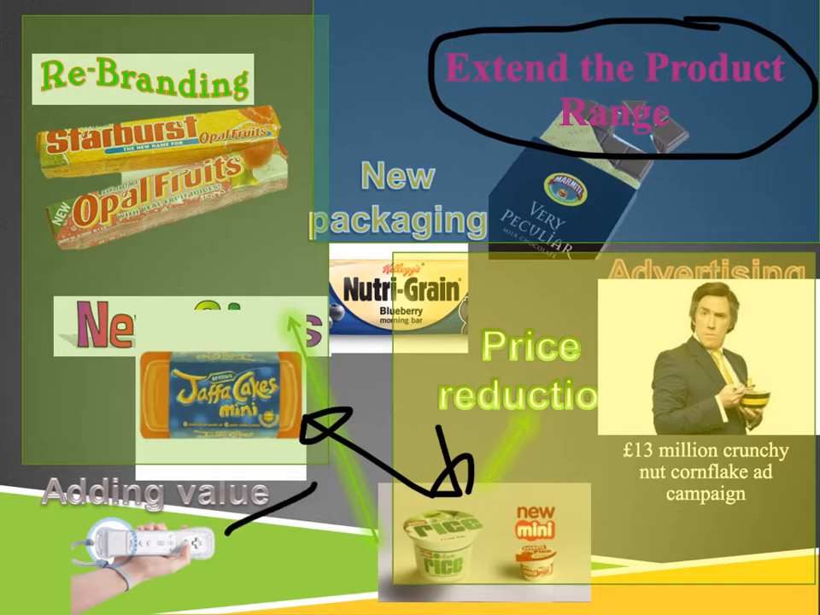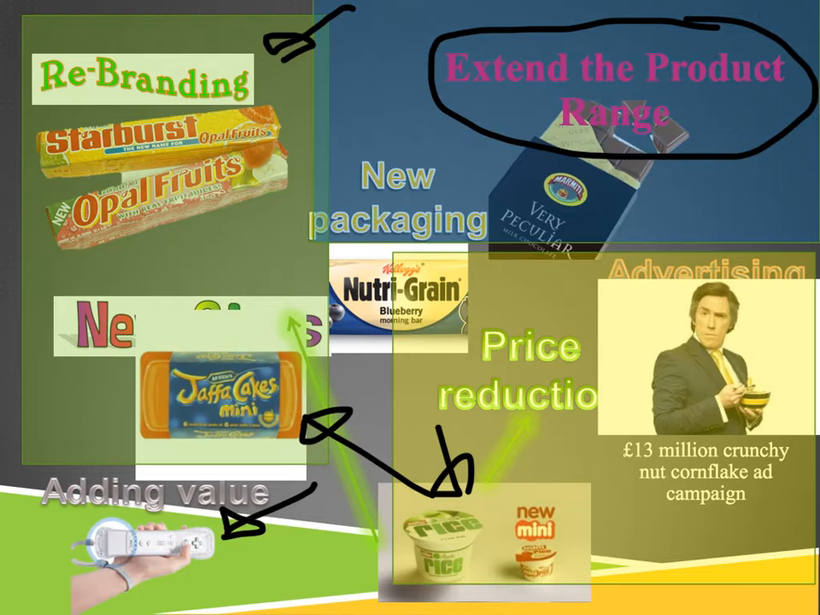This one down here, adding value, is coming up with a different feature. So when everyone was getting bored of the Wii, they added this bit at the end, which meant that you could twist the controller. Again, it was completely rubbish, but everyone got excited. It's a bit like when people were bored of the Xbox 360, they came up with the Kinect, and again, it was useless. Now, rebranding is a really big option. Starburst used to be called Opal Fruits. I refuse to call them Starburst, they're still Opal Fruits to me. Anyway, and then the final one is new packaging.